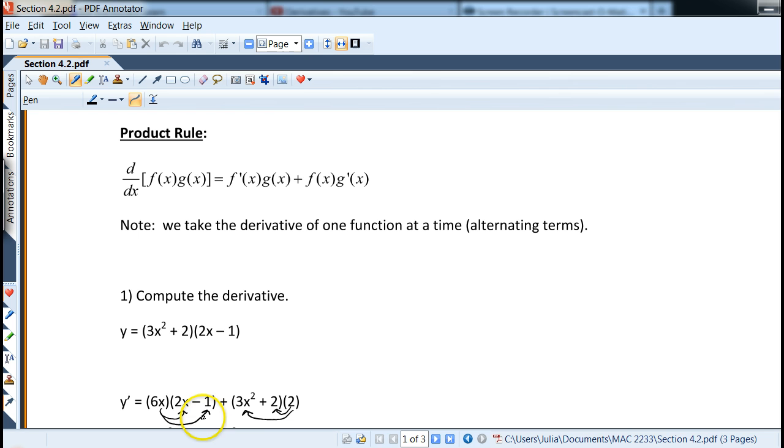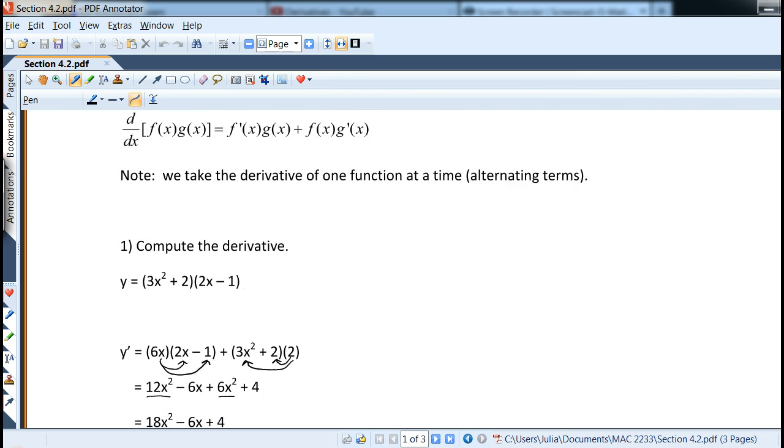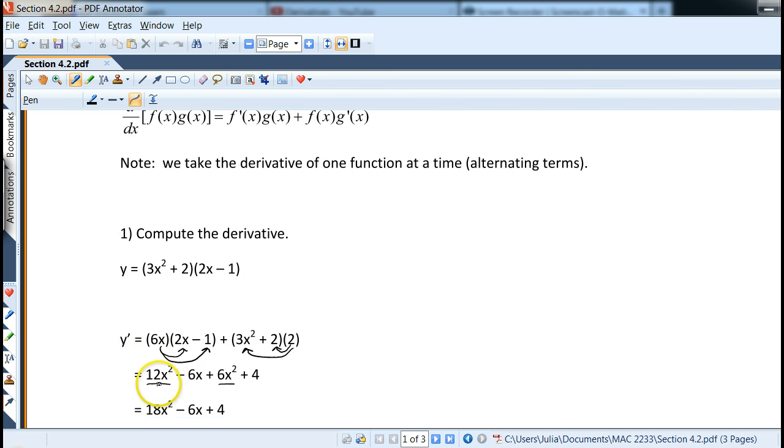Notice how I drew this arrow to distribute basically the 6x to the 2x minus 1. And then here the 2 is kind of a backwards distribution that we can distribute and collect like terms, which will get 12x squared minus 6x plus 6x squared plus 4. Collecting like terms, we'll get 18x squared minus 6x plus 4. So again, take the derivative of the first one, keep the second, then keep the first one, take the derivative of the second, and that's it with the product rule.